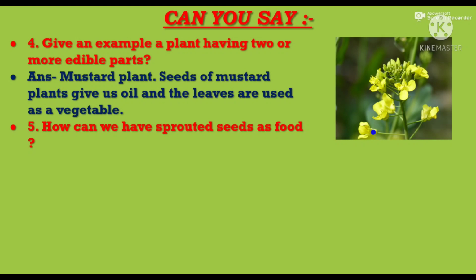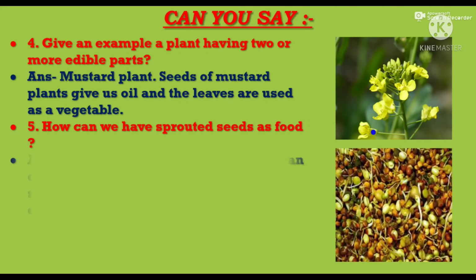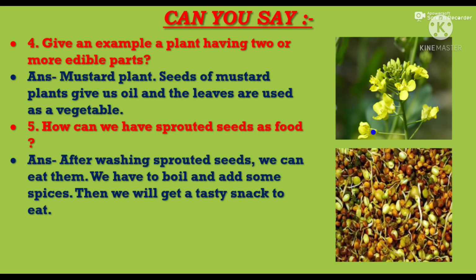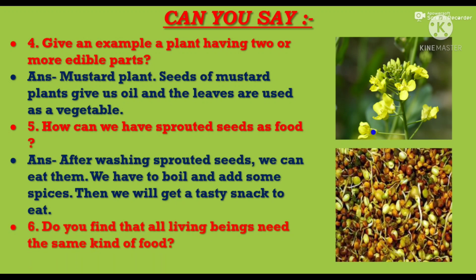And how can we have sprouted seeds as food? After washing sprouted seeds, we can eat them. We have to boil and add some spices, then we will get a tasty snack to eat. And this is also very healthy for our health. Do you find that all living beings need the same kind of food? No, dear students, all living beings do not need same kind of food. Different animals need different food items.